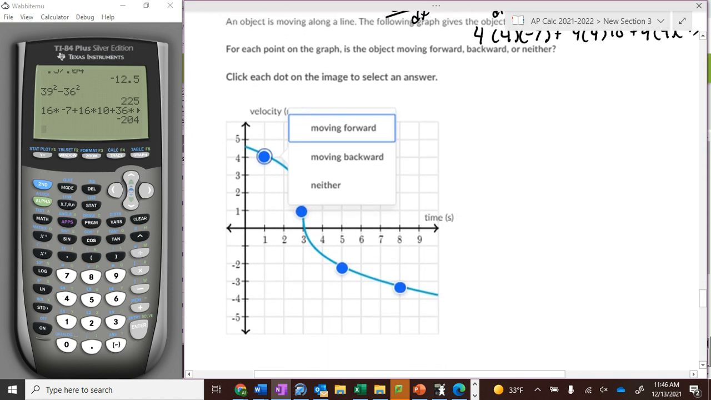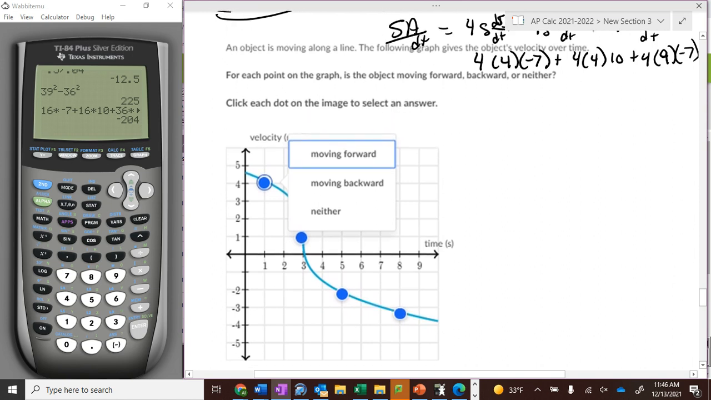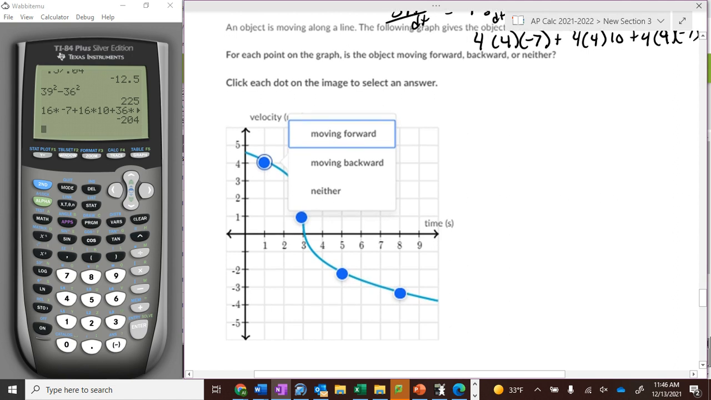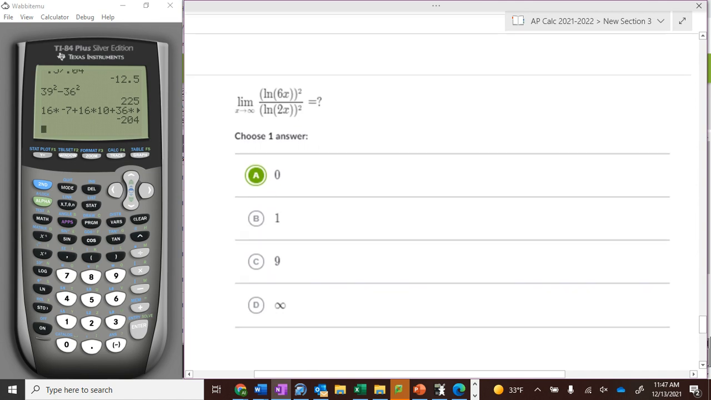Okay, moving forward, moving backwards, or neither. This is a velocity time graph. When the velocity is above the x-axis, it's moving forward. When it's below the x-axis, moving backwards. You will have the chart on the board if you need it.